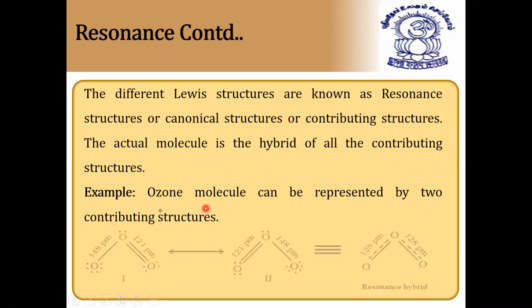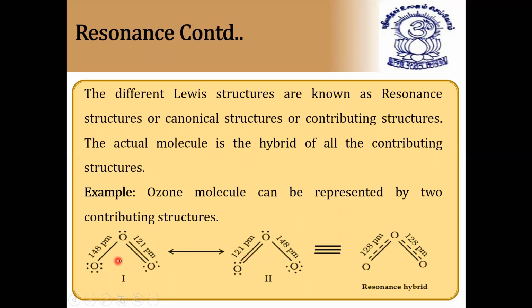Example: the ozone molecule. Ozone can be best represented in two ways mainly. O single bond O, and on one side a double bond to O. And the same double bond can be shifted to the other side, with the single bond on this side. The O single bond O is 148 picometers and the O double bond O is 121 picometers. Here we have just changed it.